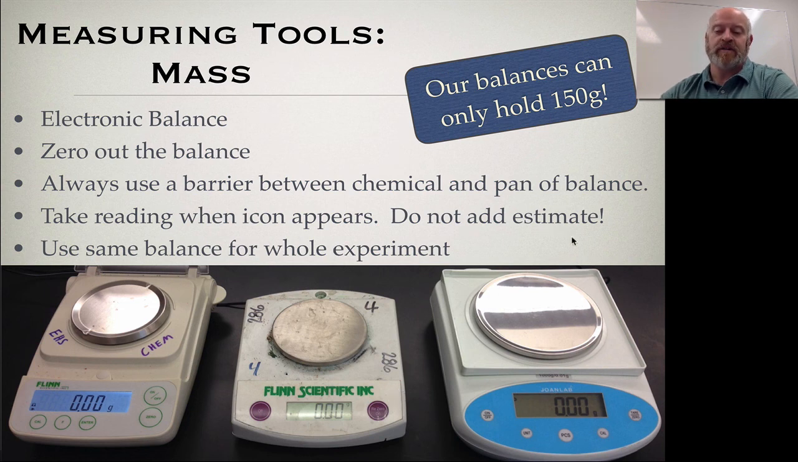Do not add an estimate here, because for a balance that does electronically, it's doing the estimating for you as part of its circuits, trying to make sure to get that last digit as precise as it possibly can for you. And then last but not least, use the same balance for the whole experiment. When you're working with balances, because there are slight differences between them, and they may not all be calibrated perfectly the same, by using the same balance, you're minimizing error the whole time through.